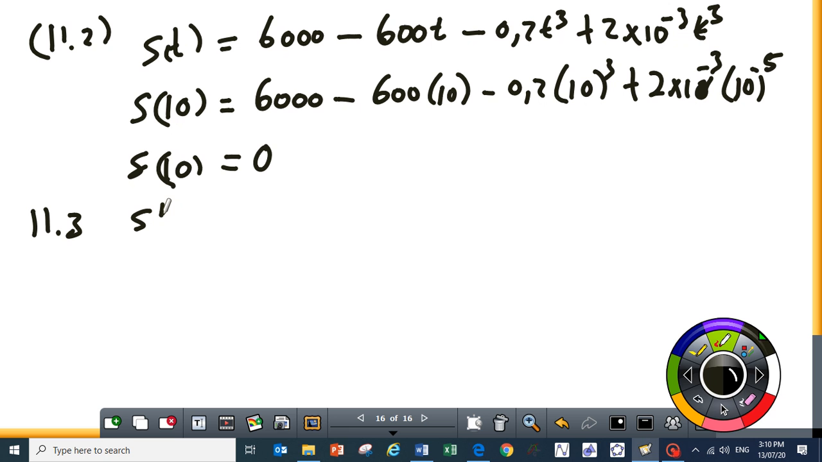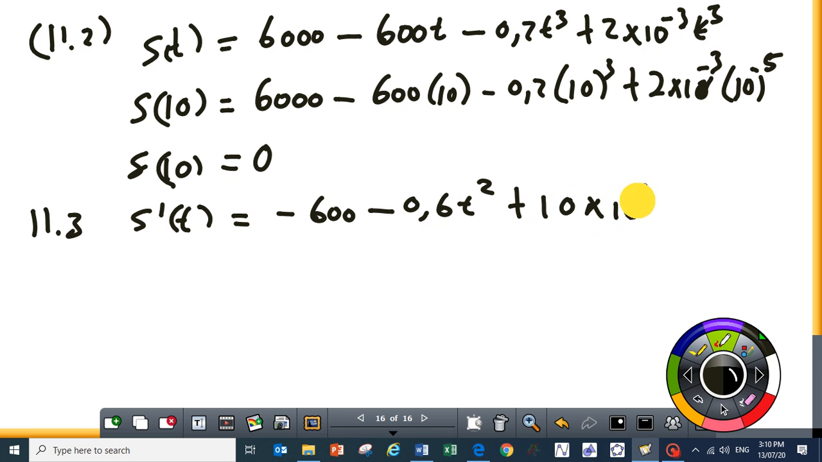What is s prime of t, the first derivative? Minus 600. No, there's no t. Minus 0.6 t squared, and plus 0.01 t to the power of 4. Yes, it's fine. I put the 10 times 10 to the negative 3 as 0.01 t to the 4. Yes.